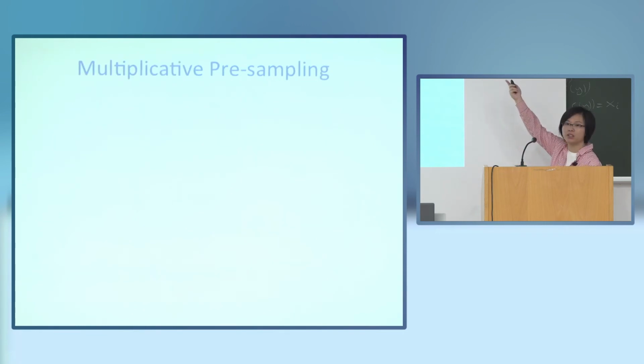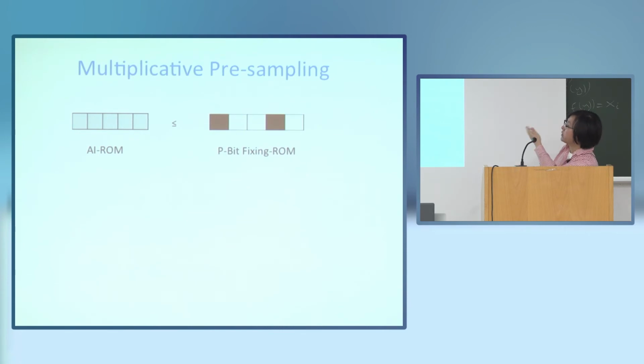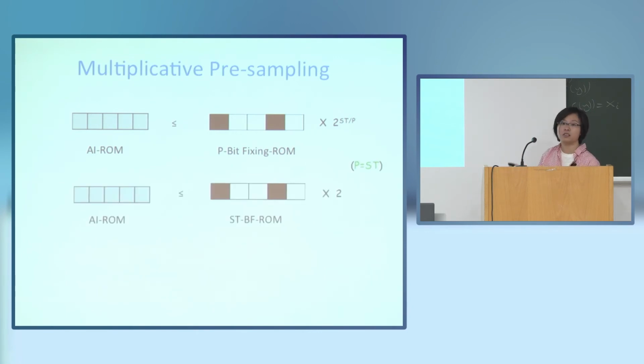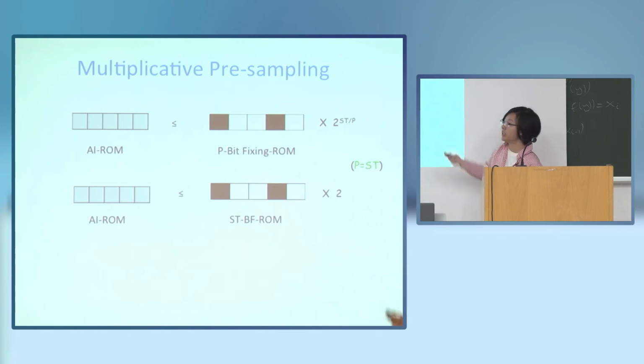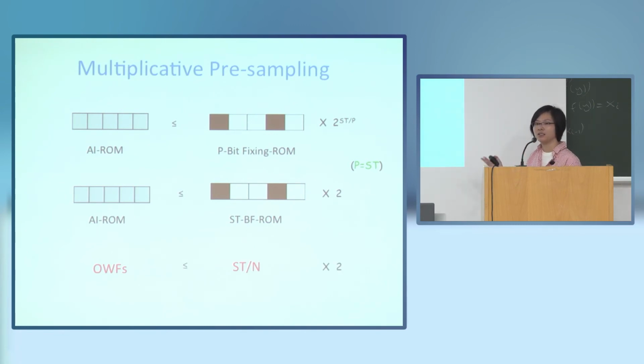So let's look at what the multiplicative version of pre-sampling can get. We figured out that you can actually get a multiplicative version of pre-sampling. The multiplicative cost is 2 to the ST over P. And if you set P to be ST, the multiplicative cost is just a constant 2, so you don't care. And then you're already done with the proof, because we know if you prefix ST locations, the security is ST over N. That's how you get the security bound for one-way function in this model.